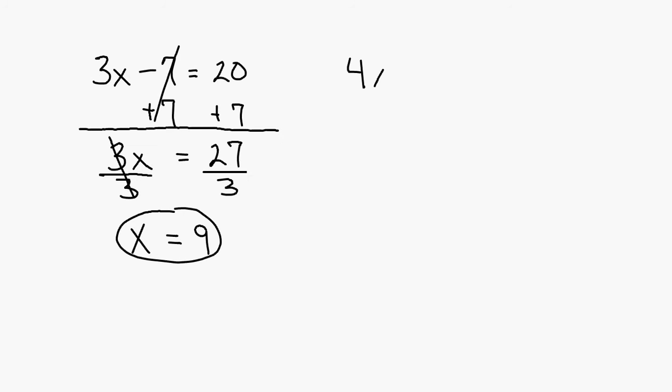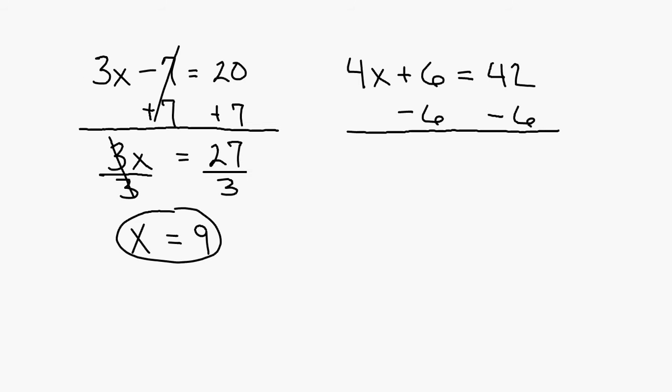4x plus 6 equals 42. Minus 6 on both sides. Very good. Subtract 6 from both sides. The 6's cancel. The 4x drops down. 42 minus 6, 36.